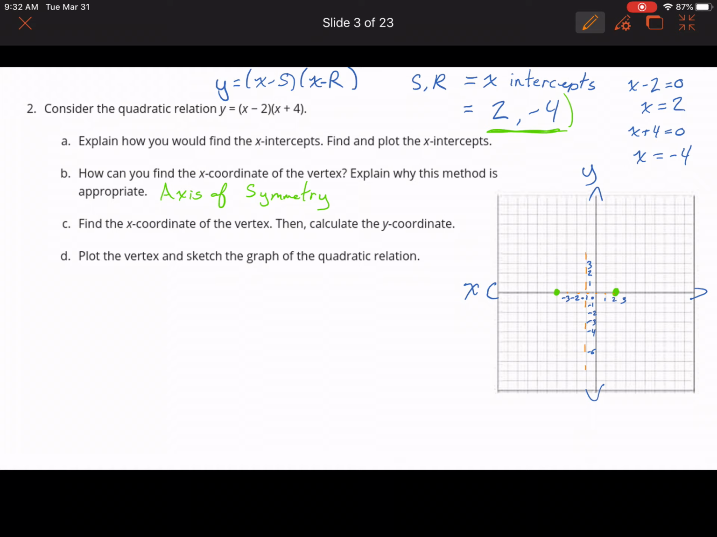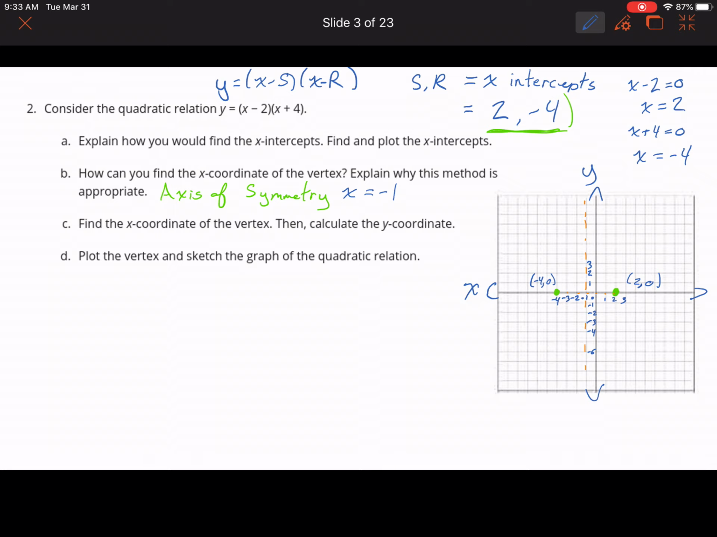So I know directly between those 2 lines, between negative 4 and... so this is negative 4, 0. This is 2, 0. It should always graph, always put our points on our graph. I know directly in between them is going to be my line of symmetry. So my line of symmetry is x equals negative 1.